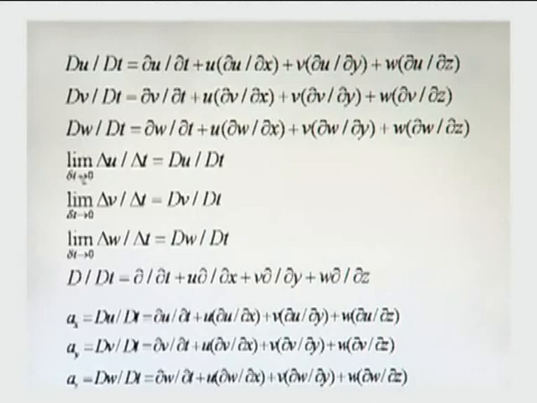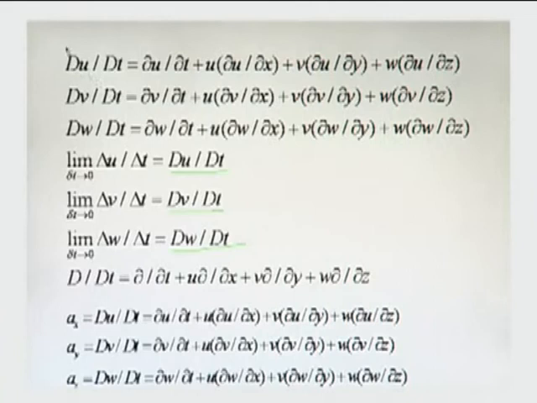As delta t tends to 0, then these three equations, delta u over delta t, if delta t tends to 0, this may be written as du over dt, which is known as a material derivative or total derivative. Similarly, delta v over delta t may be written as dv over dt, and delta w over delta t as delta t tends to 0 may be written as dw over dt.